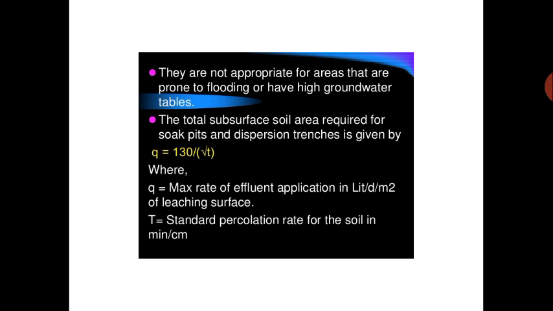The total subsurface soil area required for the soak pits and the dispersion trenches is given by Q into 130 by square root of T, where Q is the maximum rate of effluent application in liters per day per meter square of the leaching surface, and T is the standard percolation rate for the soil in minutes per centimeter.